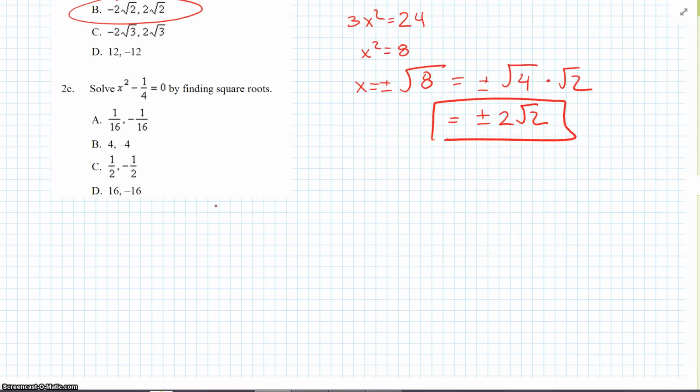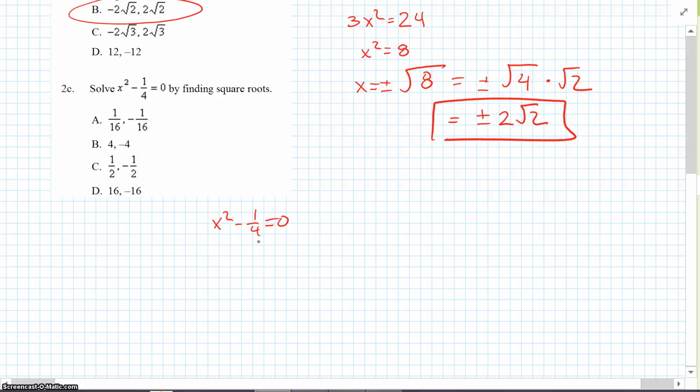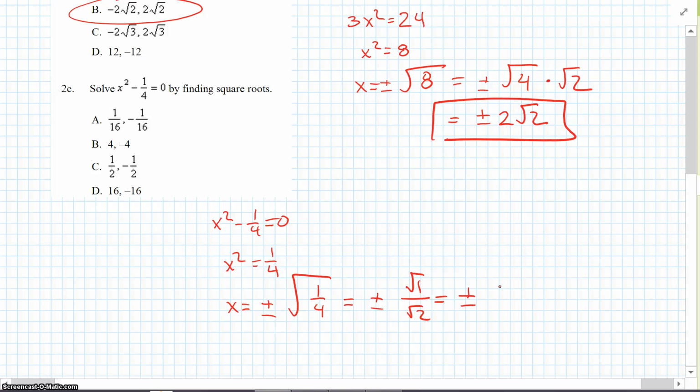Alright, 2c. X squared minus 1/4 equals 0. Add 1/4 each side. X squared equals 1 over 4. Square root each side. X equals plus or minus the square root of 1 over 4, which could be rewritten as plus or minus the square root of 1 over the square root of 4, which could be rewritten as plus or minus 1 over 2. Okay, let's follow the steps, pay attention, take your time.